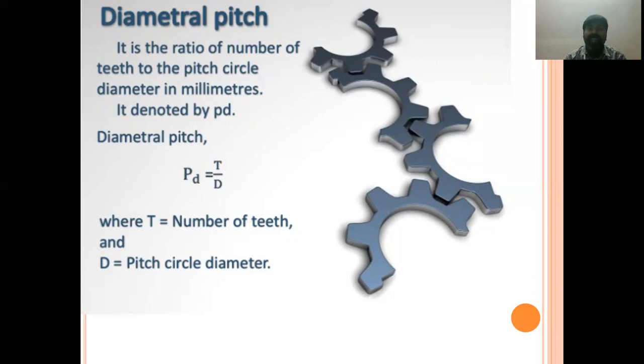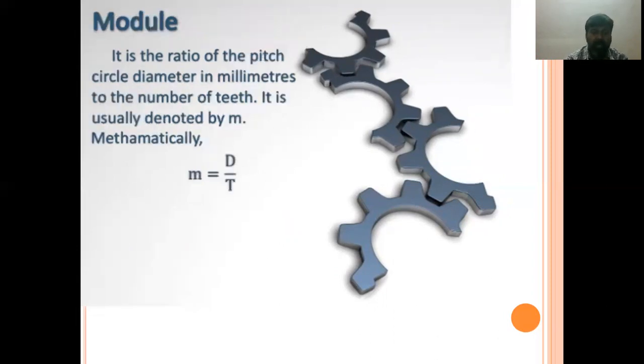Then what is the backlash? Backlash means it is the difference between the tooth space and the tooth thickness along the pitch circle. So it is called backlash. And these are all the important terms for the terminologies.